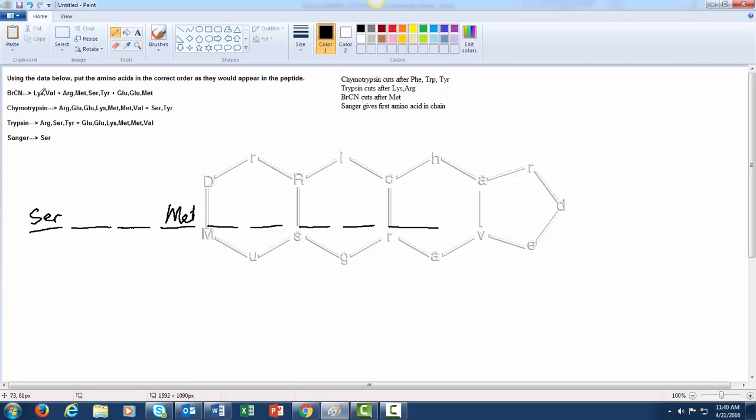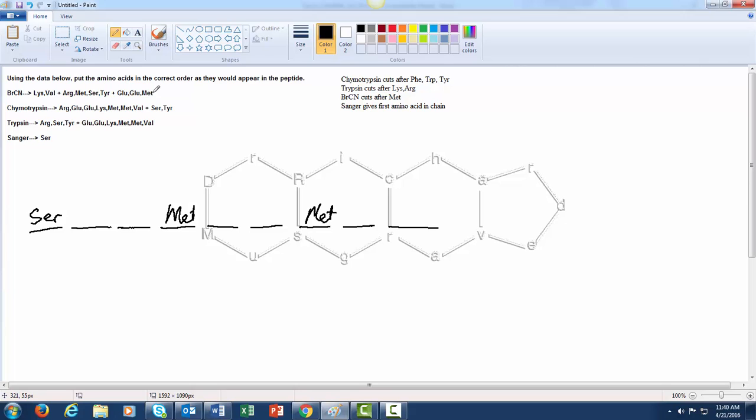I already told you that I know that Lys and Val are at the end here, and that means that this fragment is first, this fragment must be second, and that tells you that a Met must be here. Now the reason for that is because we know this fragment is 4 amino acids long, so Met is at the end of that one.